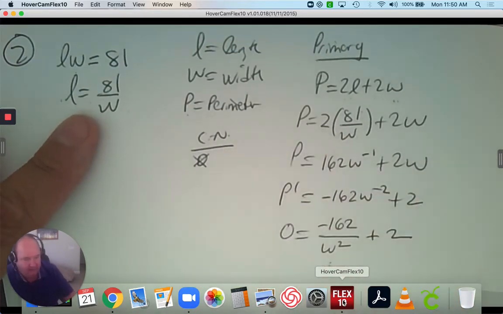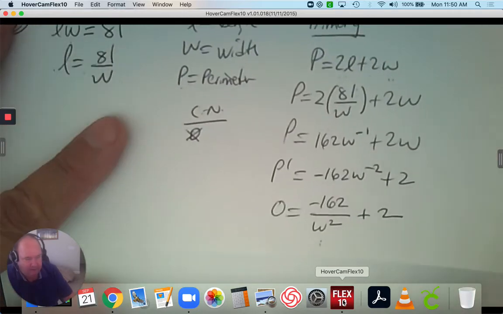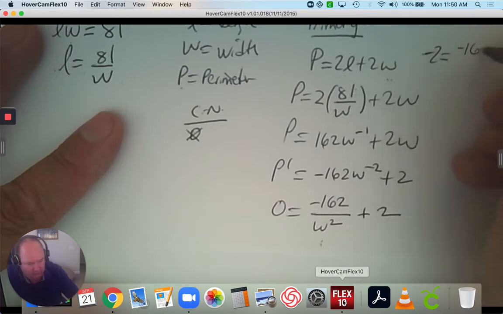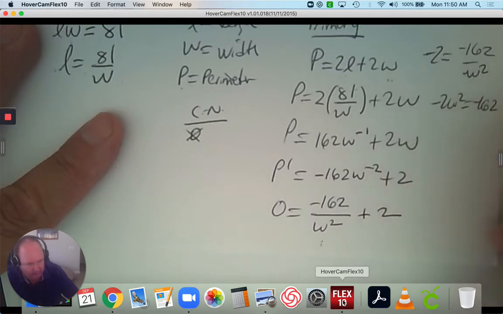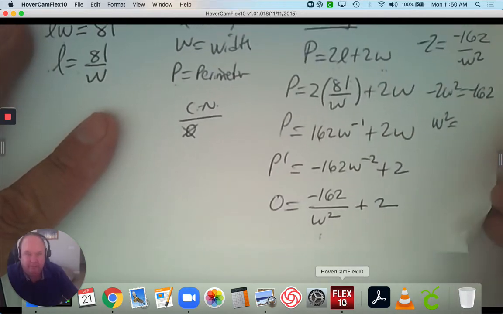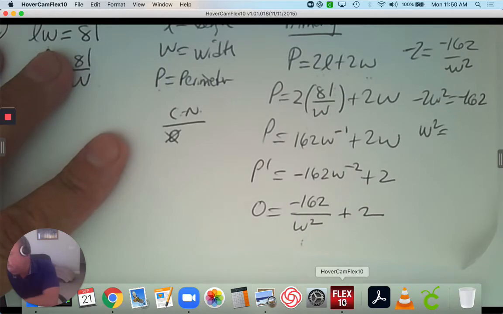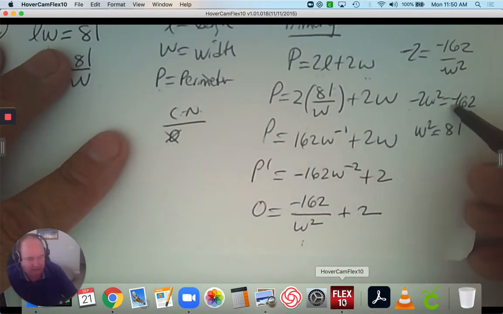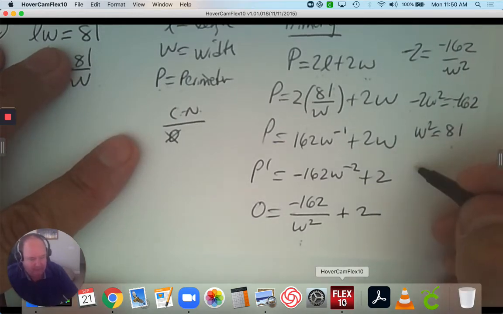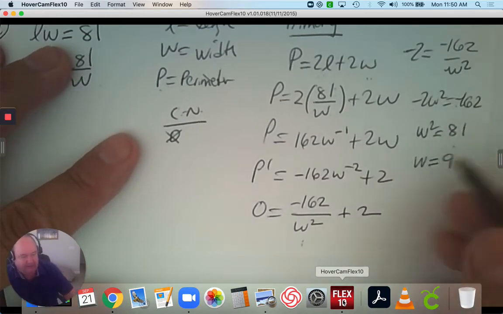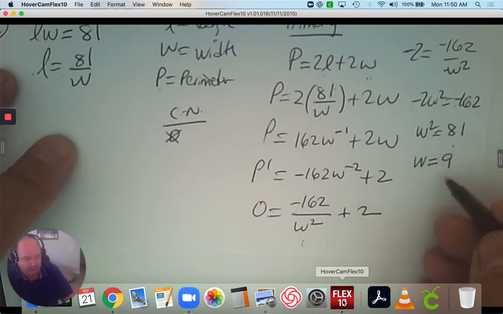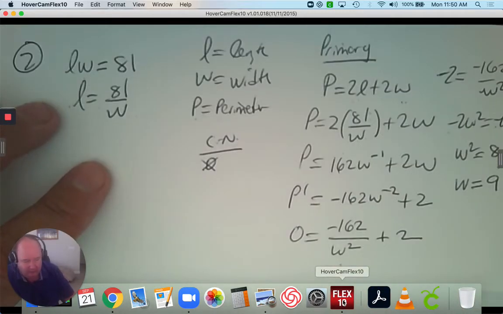So now I'm going to make it equal to 0 and solve it. To make it equal to 0 and solve it, subtract 2. I'm going to do that over here. So subtract 2. I'm going to cross multiply and divide. When you divide, a negative divided by a negative is positive. And when you divide, you get positive 81, because the negative divided by negative is positive. Take the square root, but I'm only going to take the positive answer because we can't have a rectangle with a negative width. So I have 9. And that's the only number I have is 9.